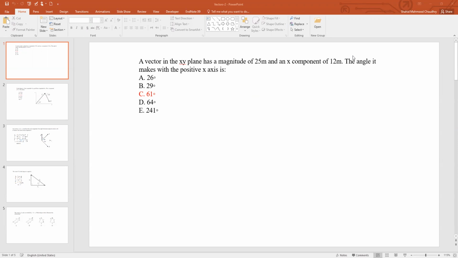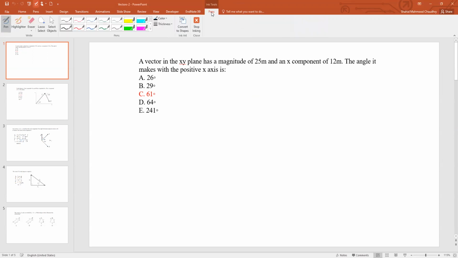So we are studying chapter number 3, and in chapter number 3, you remember that we have discussed a lot of things in vectors. So we were solving the problems, and this is another problem. Let's see. A vector in the xy plane has a magnitude of 25 meter and x component of 12 meter. The angle it makes with the positive x-axis is. So we have to find the angle. So the question is this one.